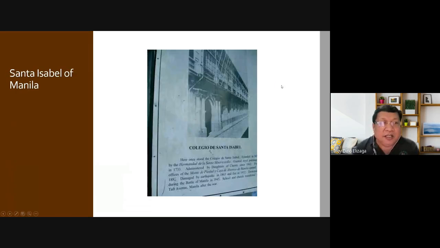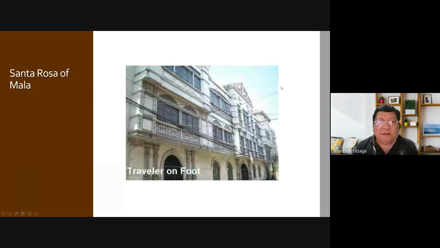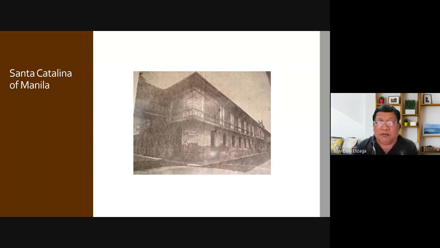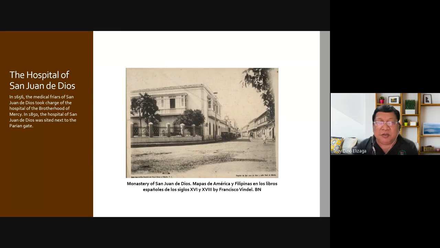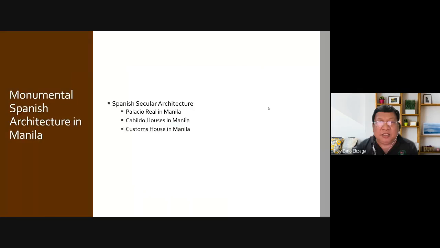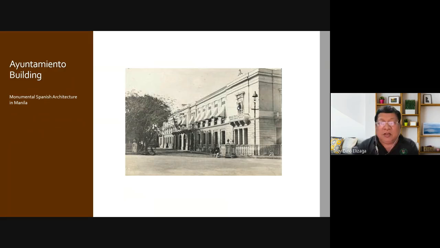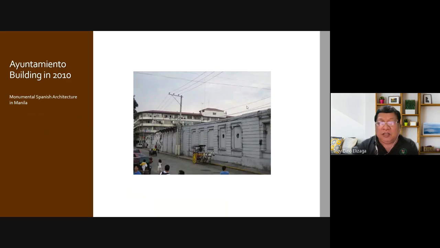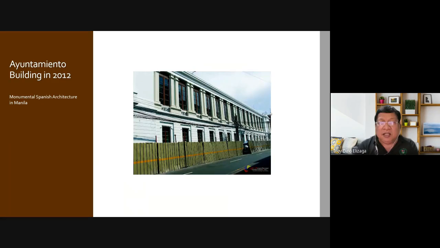Okay. Santa Isabel of Manila, Santa Rosa of Malabon. So some of these schools no longer exist. This is a hospital. So we also have Palacios, Cabildos, and the Custom House in Manila. This is the Ayuntamiento building before, then it was destroyed and looked like this. Then they rehabilitated it.